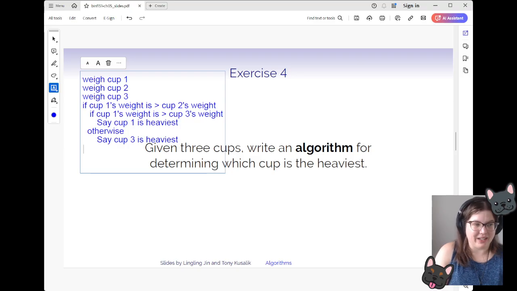So up here we said if cup 1's weight is greater than cup 2. So if it isn't, then we would jump down to here. And again, if you don't follow this, this is okay. We will do a simpler example afterwards. Is greater than cup 3's weight.